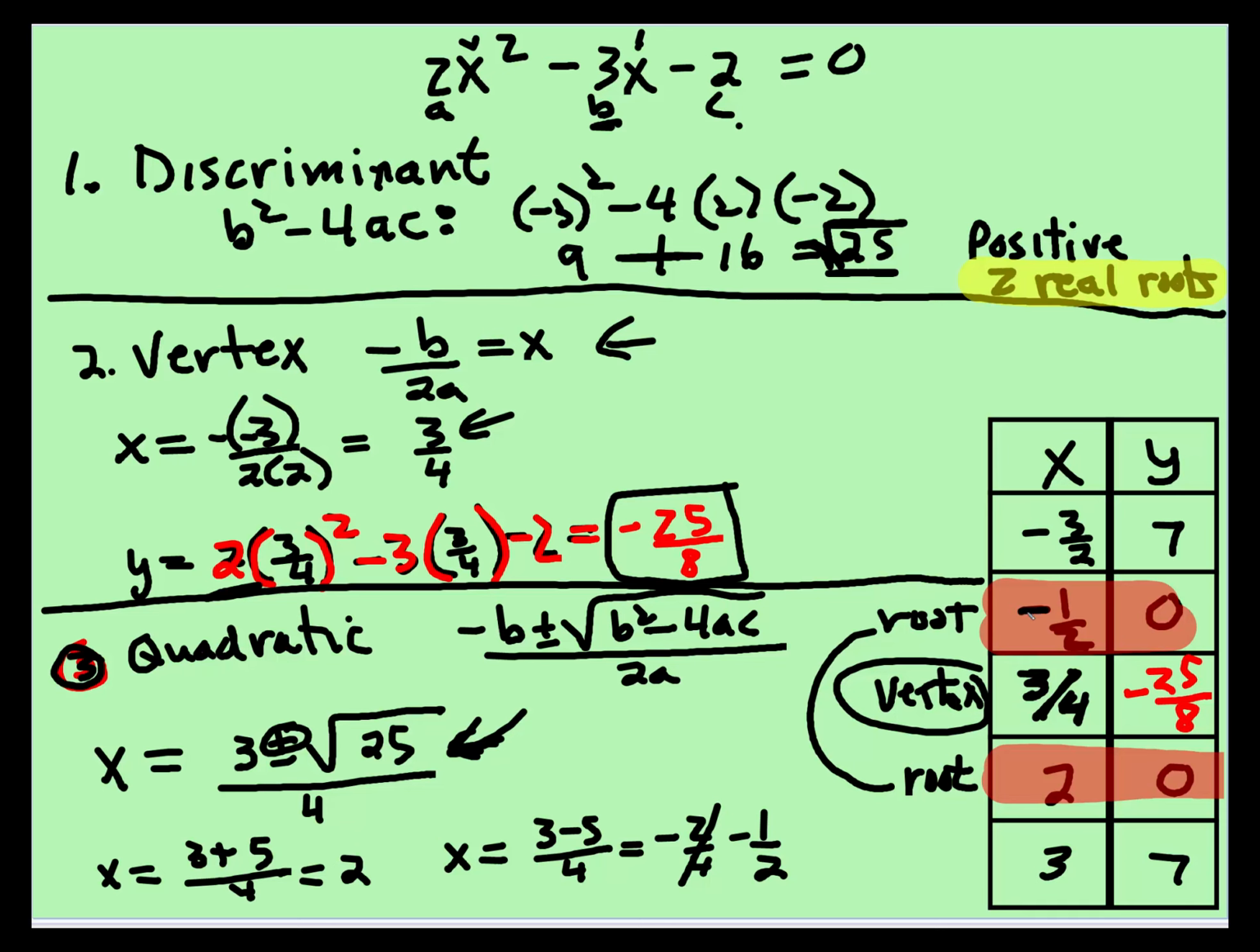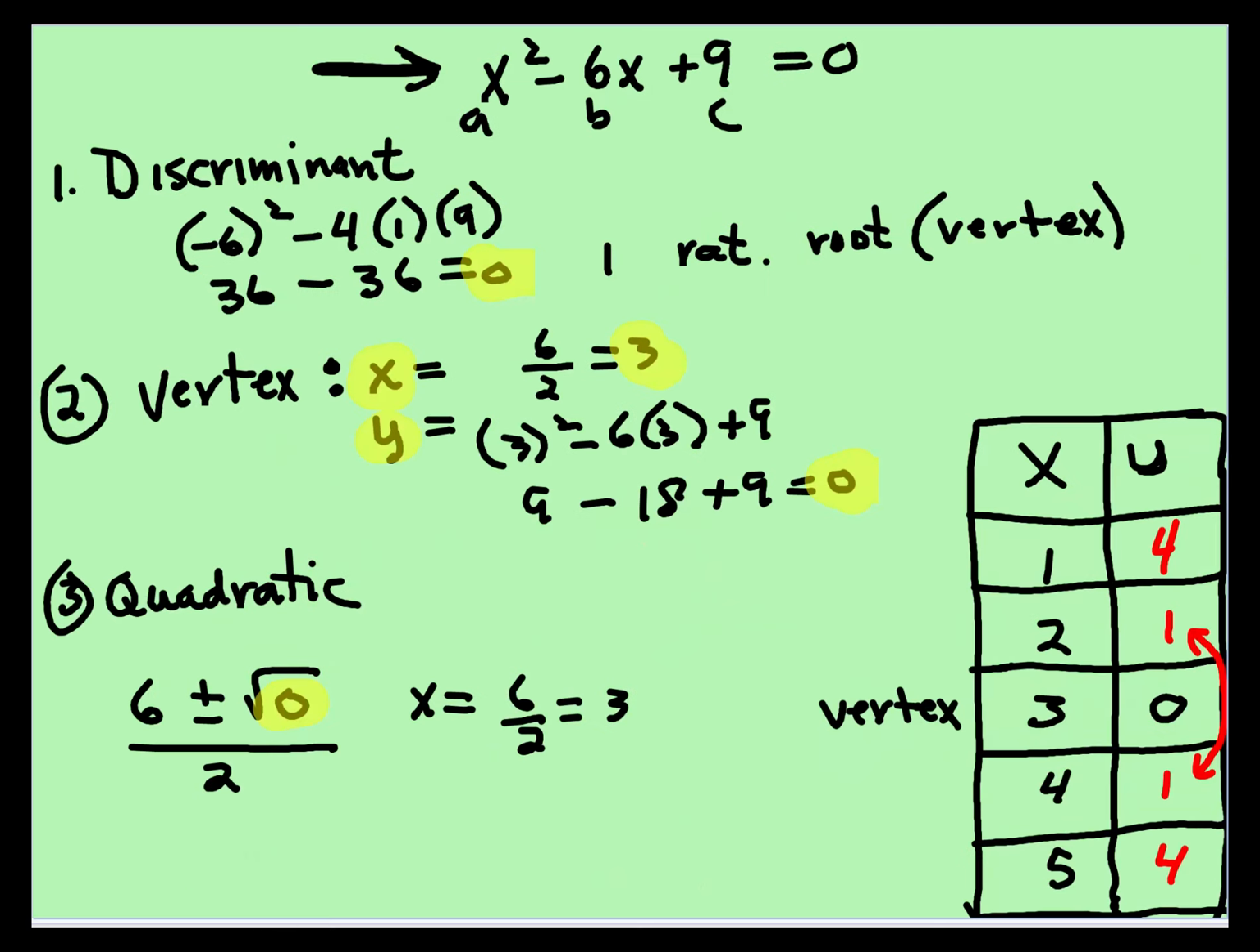So now, negative 1/2, and remember the roots, the y values are zeros, so the two roots are negative 1/2 and 2. And they go on either side of the vertex. And then you just pick two additional values. All right, let's try a different example.